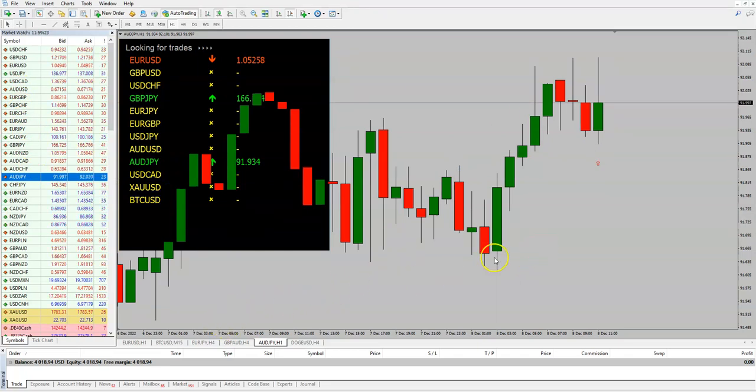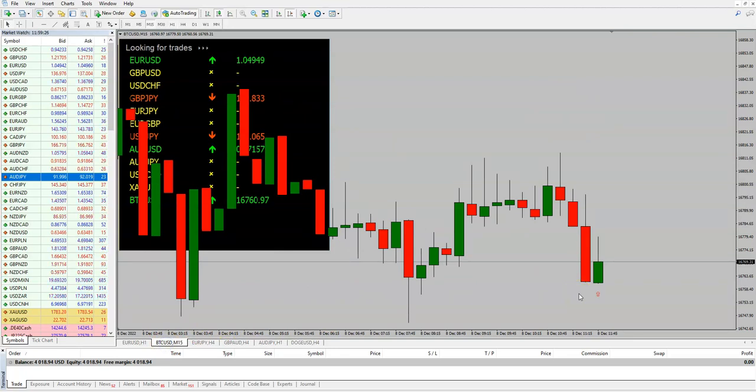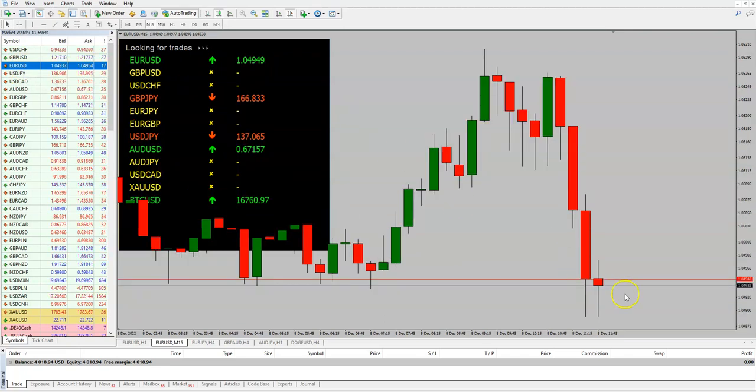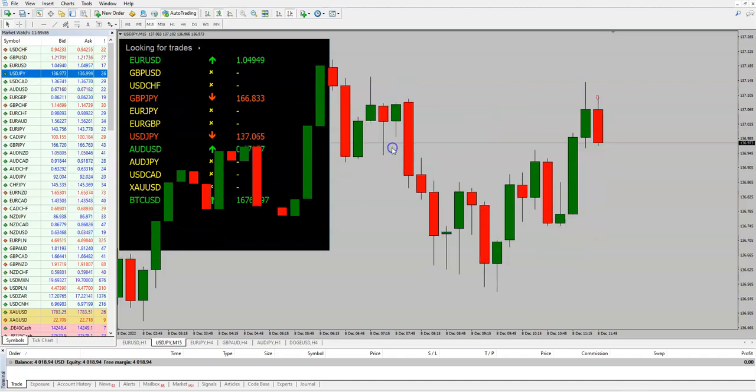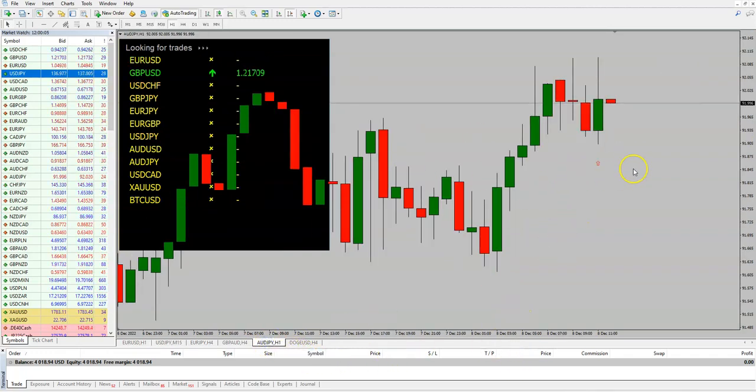On 15 minutes, we have this Bitcoin trade. It is good, it is in the money. And let's see this Euro USD. It is still not in the money, so it would be a losing trade. JPY, it is in the money. This is deep in the money, and only a few seconds left. And this one also in the money. So 3 winning trades and one losing trade here. But on 1 hour, all 3 are in the money.